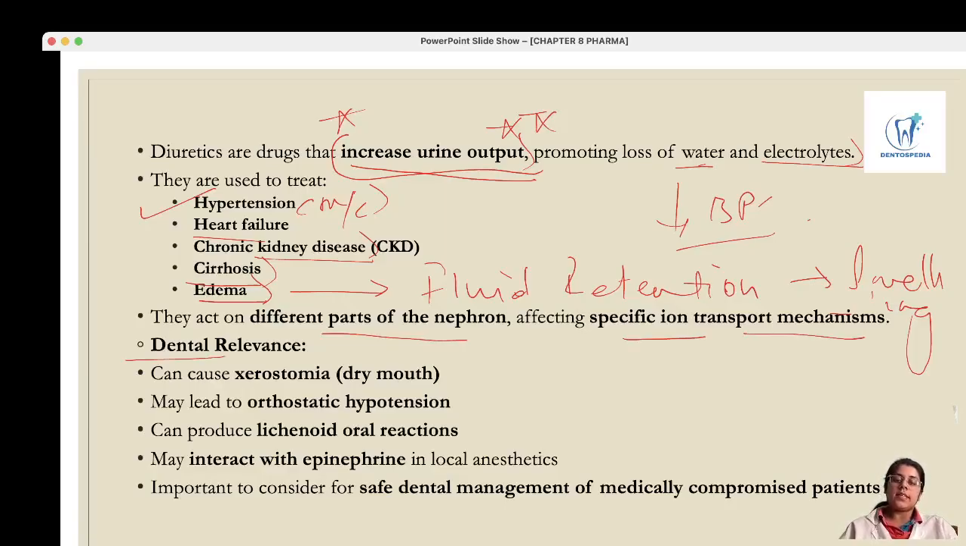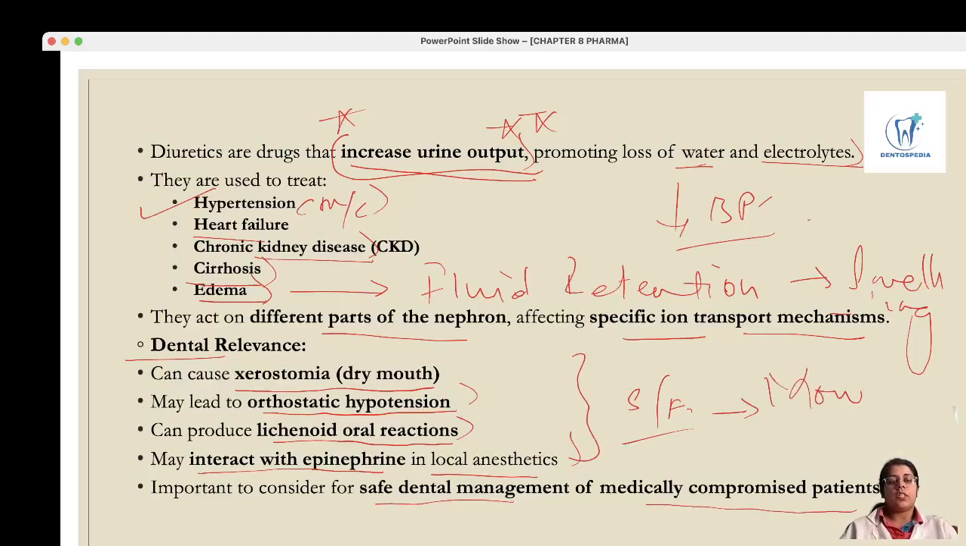Dental relevance: it can cause xerostomia, dry mouth, may lead to orthostatic hypotension, can cause lichenoid oral reactions, and may interact with epinephrine and local anesthetics. So it is important to consider for safe dental management of medically compromised patients. These things are the side effects, and we have to be monitoring if the patient comes with the medication of diuretics.